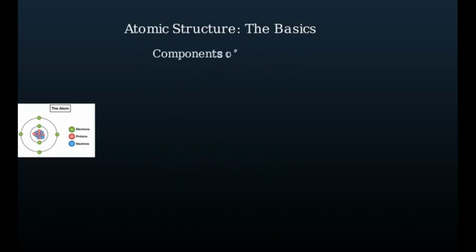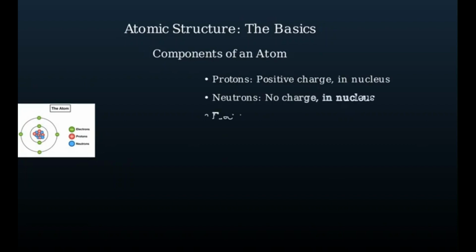The three main components of an atom are protons, which have a positive charge and are found in the nucleus, neutrons, which have no charge and are also in the nucleus, and electrons, which have a negative charge and orbit around the nucleus.